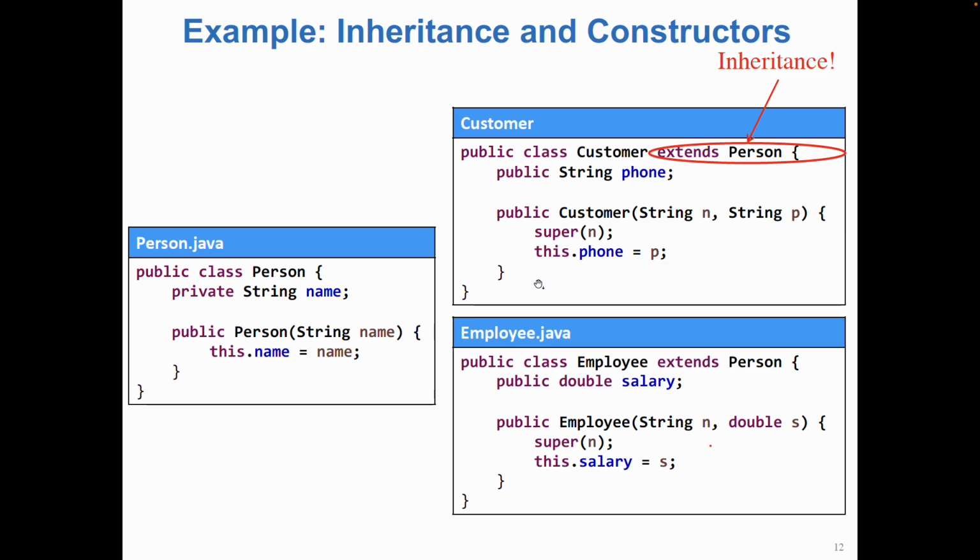Then it sets the phone based on that. And the Employee also extends Person, so this is also a subclass of the Person class. It has a salary part, and it takes a string n and a double. Again we use the super function to call the constructor to set the name, and we use the salary parameter to set the salary. Shall I proceed? Is there any question?